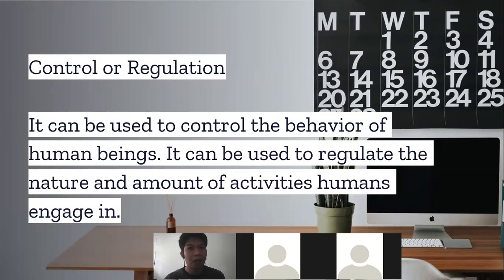Okay, for example, law and ordinances. This form of communication exists since humans have the tendency to deviate from social norms. In control or regulation, we want to set a standard on how we should behave and conduct ourselves. So that's the function of communication when it comes to control or regulation.